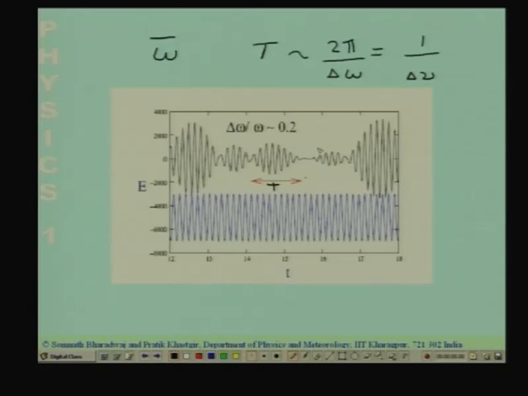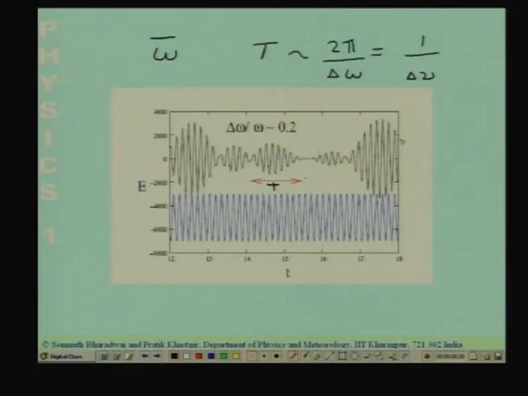Now when we are looking at the temporal coherence, we have this wave which is oscillating fast at a frequency omega bar, and slowly at a time scale t, which is of the order of 2 pi by delta omega. When we calculate the coherence, we take the wave, give it a time delay, multiply it with the original wave, take the time average. So what is the coherence between this wave and itself with a time delay tau?